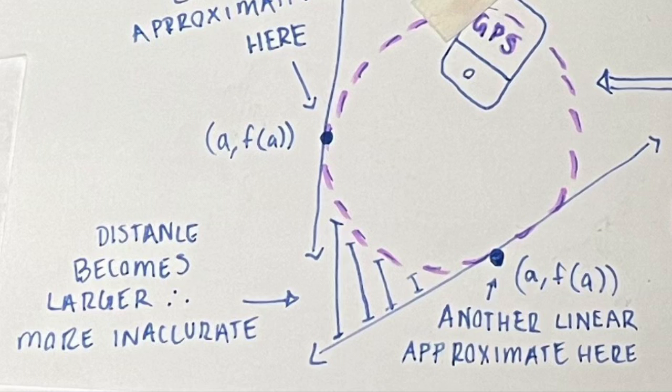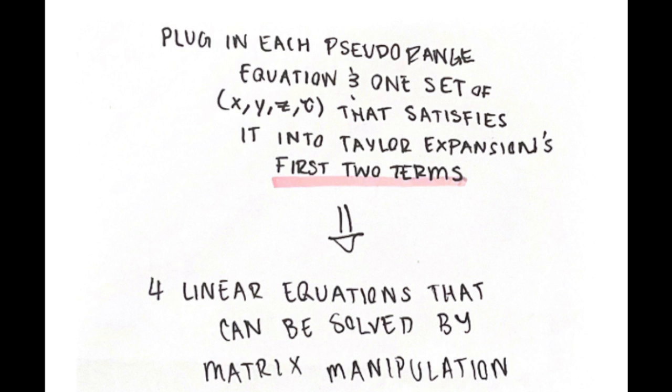The satellite receiver plugs in each pseudo-range equation and one set of values that satisfies it into the Taylor expansion's first 2 terms. This results in 4 linear equations that can be solved by matrix manipulation in order to give us the coordinates of the GPS receiver.